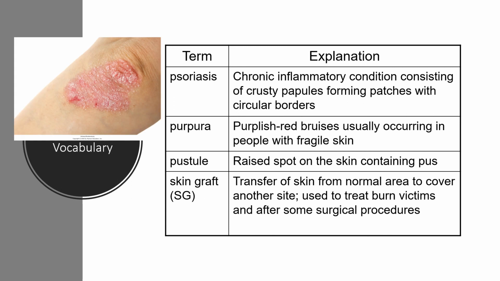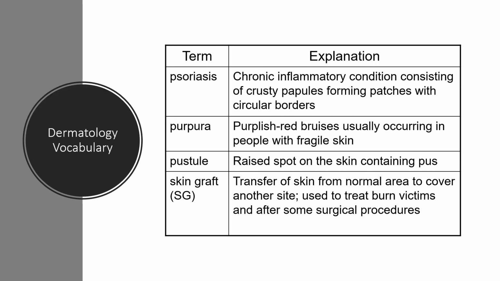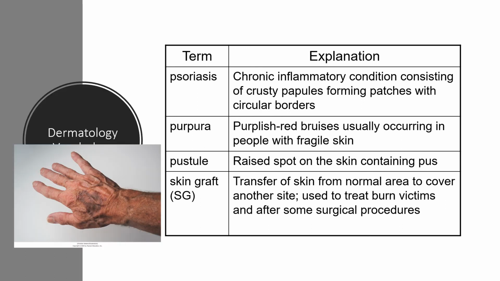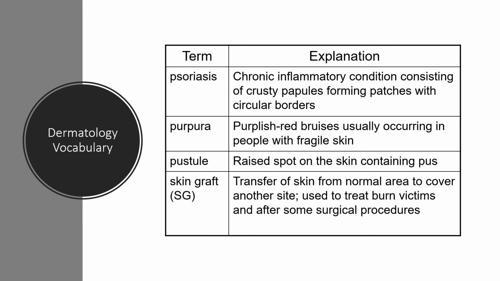Psoriasis, as you see here on the left, is a chronic inflammatory condition consisting of crusty papules forming patches with circular borders. The term purpura refers to purplish red bruises usually occurring in people with fragile skin. A pustule is a raised spot on the skin containing pus. And a skin graft, abbreviated SG, is the transfer of skin from a normal area to cover another site. And this is used to treat burn victims and after some other surgical procedures.